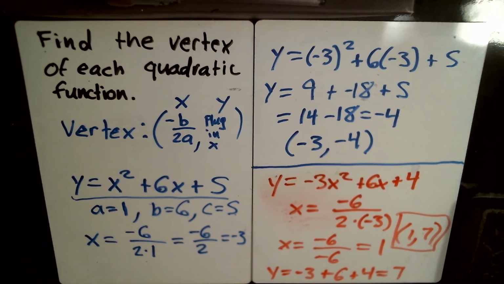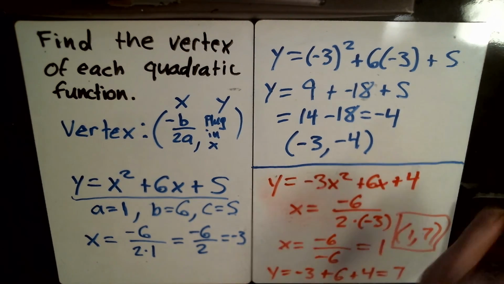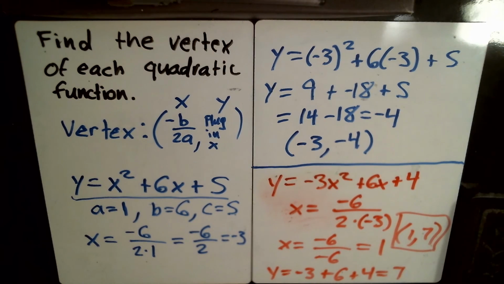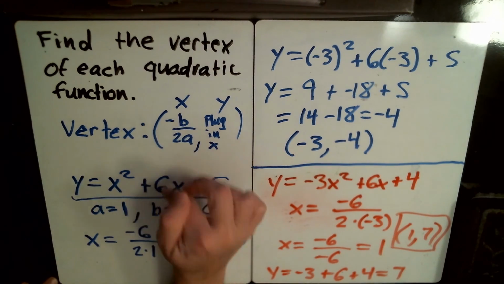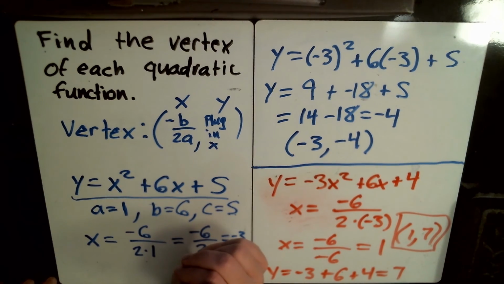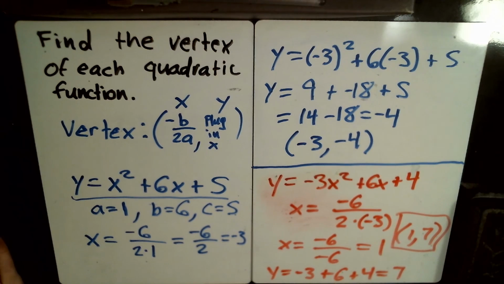So again, whenever you're trying to find the vertex, you do negative b over 2a, and you just plug in that x value to get the y value of the vertex.